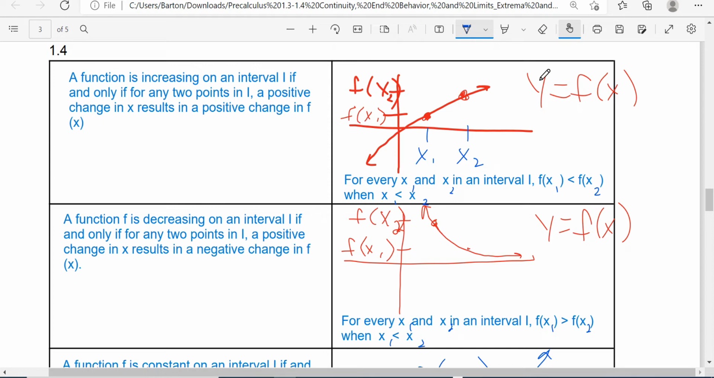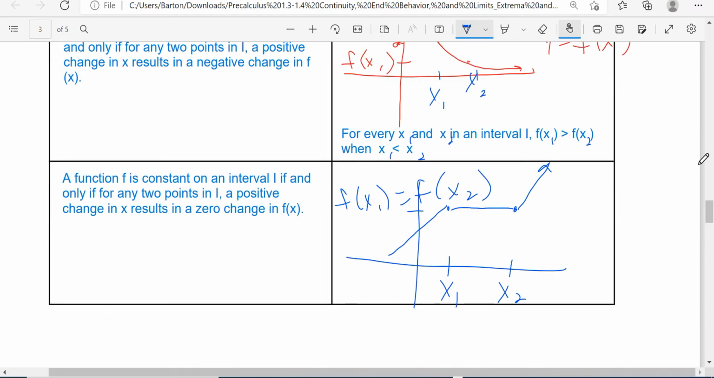Okay? And then the opposite for the second definition, for decreasing. If the output of x2 is less than the output of x1, therefore that function is decreasing. And then finally, the definition for a constant function: when the inputs x1 and x2 give no change in output from there.